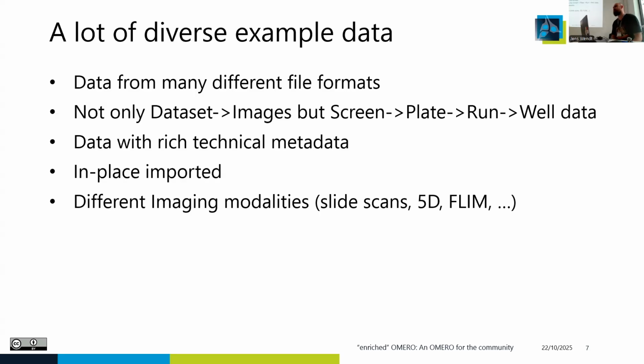Data with as rich as possible technical and experimental metadata. Then other things like in-place imported data, so people could see the difference between different importing strategies and different imaging modalities. Also real huge slide scans, large 5D images, FLIM as a new imaging modality, stuff like this. So that was the general idea for the 3 columns.